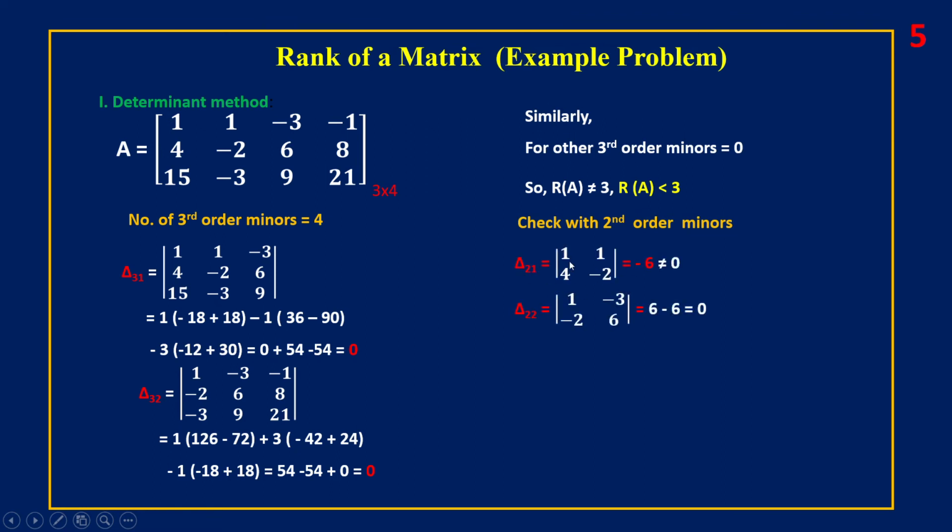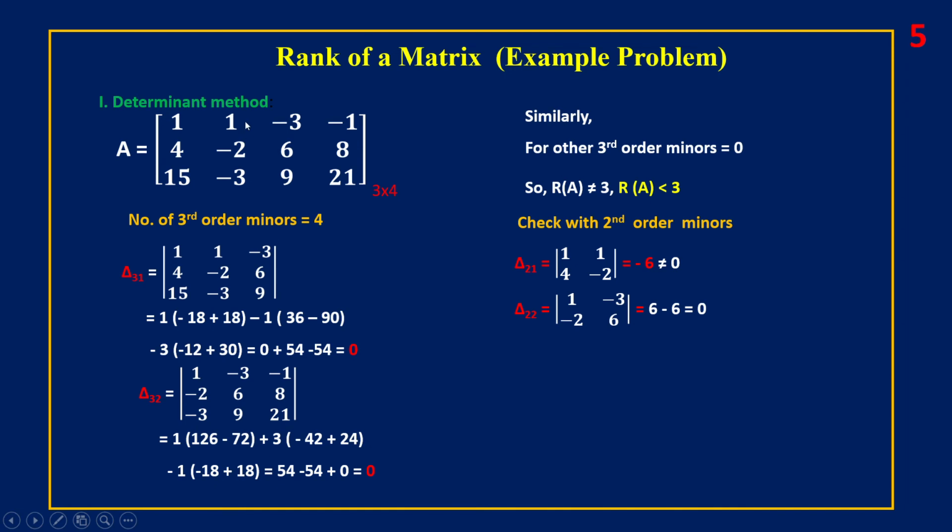For the second order minor, here I have considered column 1 and column 2, row 1 and row 2. So 1, 1, 4, minus 2, the first 4 elements. We need to find the second order minor. That is equal to minus 6. We know minus 6 is not equal to 0.